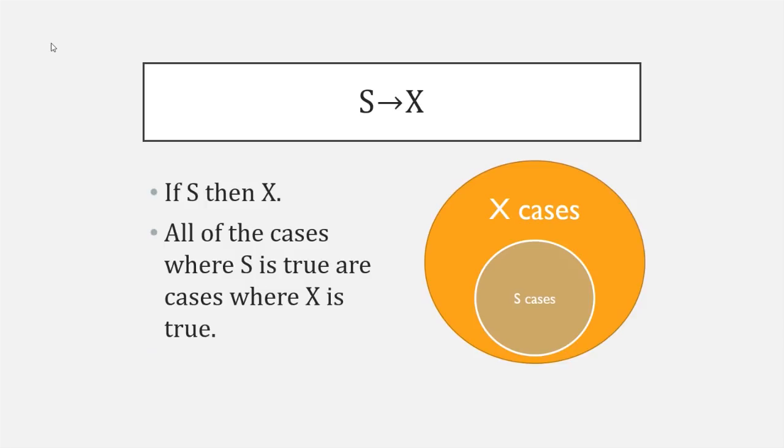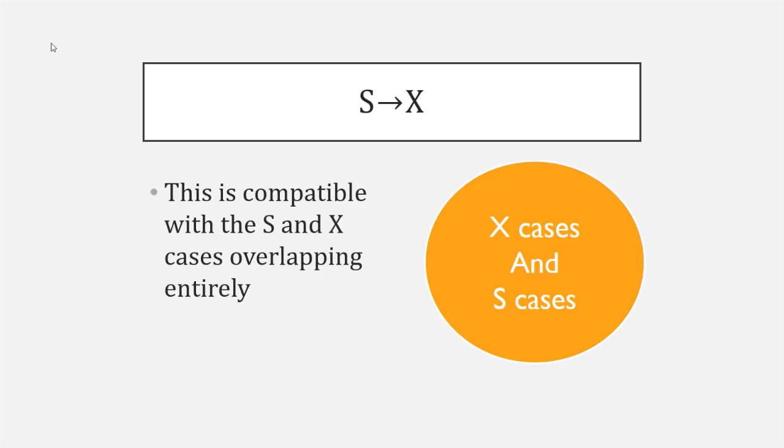Here's just another way of saying what the conditional says. All of the cases where S are true are cases where X are true. Right? So the set of S cases is entirely contained within the set of X cases. It's another way of putting it. Yeah? Now, that's compatible with the S cases and the X cases entirely overlapping. There's nothing in the conditional that says there are X cases that are not S cases. Right? It's okay if they're overlapping. And in fact, this is going to be the case with what's called the biconditional. If we say if and only if, then that's the situation. There's a perfect overlap between both types of cases.